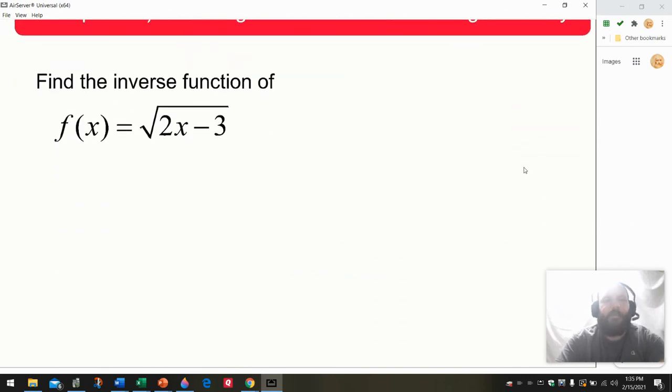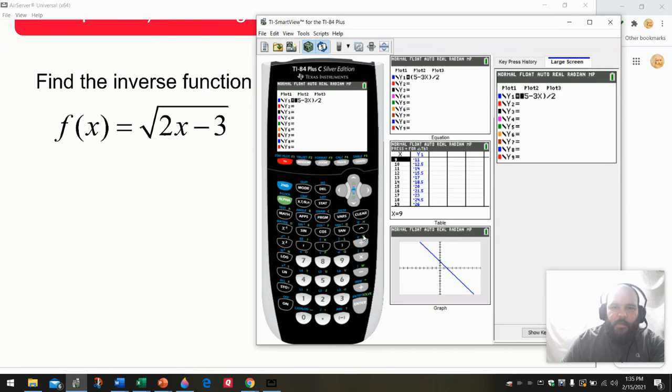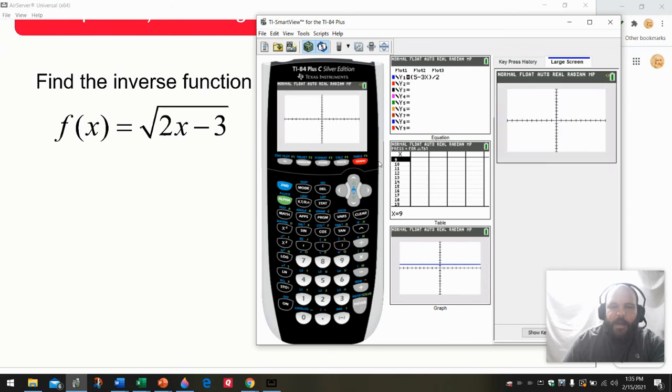Okay, so here's another one. We want to find the inverse of the square root of 2x minus 3. Now, if I were to graph that, it's the square root, and then we're going to put a 2x minus 3 right there. And go ahead and we'll hit graph and we'll take a look. You can see that that does pass the horizontal line test, so that is going to have an inverse.